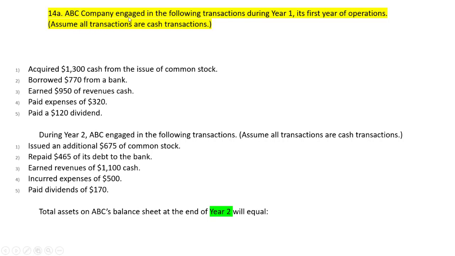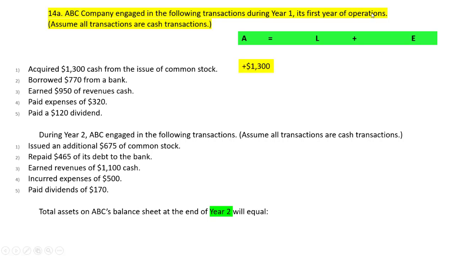Okay, ABC Company engaged in the following transactions during year one, its first year of operations. Assume all transactions are cash. We've got this first year of transactions, and we've got the second year of transactions, and they want to know the total assets on ABC's balance sheet at the end of year two. Well, let's go through and do all these and figure out what things are going to affect assets. Assets always have to equal liabilities plus equity.